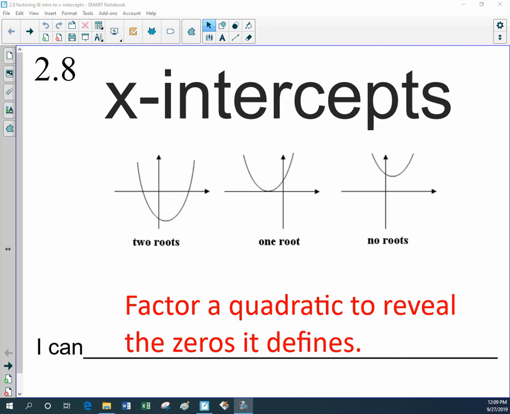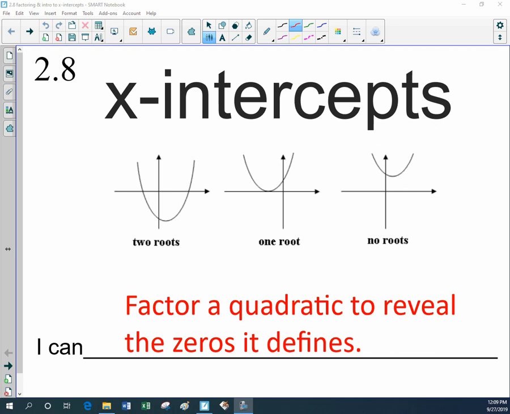Okay, so lesson 2.8. Today's lesson, we're going to talk about the correlation between the solutions to the quadratic and what that would mean in terms of the graph and how many times it crosses the x-axis.